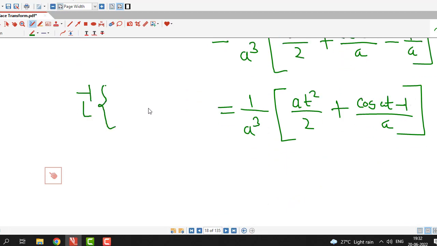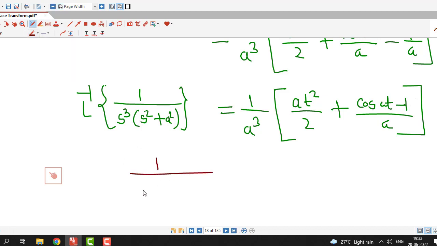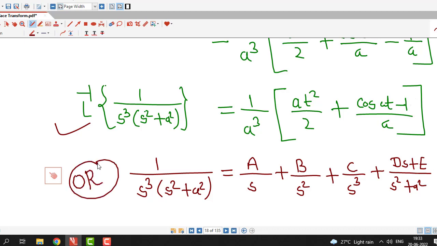This is another way of obtaining the inverse Laplace transform of functions which are divided by powers of s. Another method for finding the inverse Laplace transform of this function is the method of partial fractions. If you are not going for this method, then you have to decompose your function into partial fractions in this way: A divided by s plus B divided by s squared plus C divided by s cubed, plus (Ds plus E) divided by (s squared plus a squared), and you have to determine the five constants A, B, C, D and E. That is another way of doing the same problem.